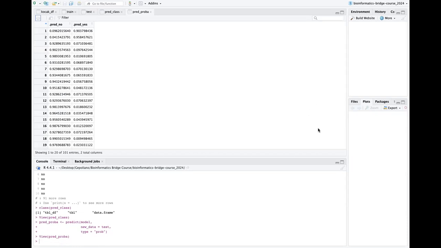Is there a way to compare the results in pred class to high risk values in the test data set? Yes, we're going to do that downstream. And the reason why we want to do that is to calculate the accuracy.